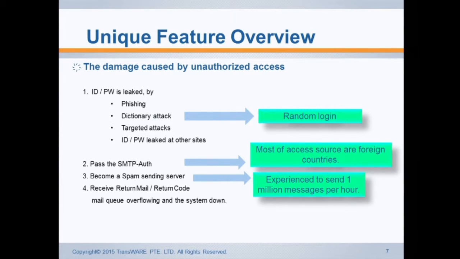As a result, your own mail queue overflows with the huge return mails and the return code, and the system goes down. This is the damage due to illegal access. But you no longer need to fear them. MailSuite has unique features to protect the mail system from dictionary attacks, invalid SMTP auth, and huge mail sending. Next, we'd like to provide a demonstration to show the unique features.